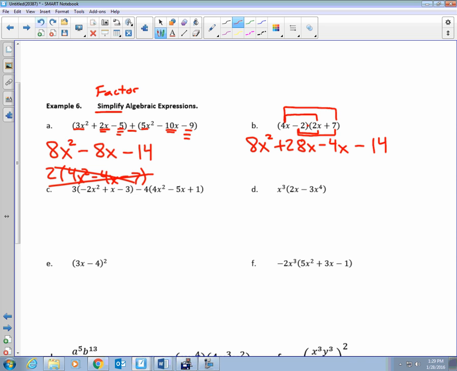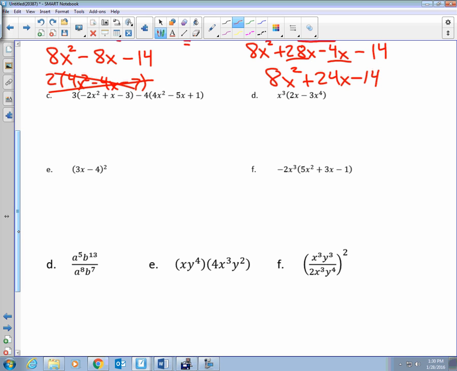Now, part of the simplifying process is that after we perform the indicated operation, if there's an opportunity to combine any like terms, we should do that. Are there terms you can now combine? The 28x and the negative 4x. So I have 8x squared plus 24x minus 14. And just like before, yes, you could take out a 2, but that doesn't necessarily make it any more simplified. In fact, you could factor it right back to where it started from. But we want to just perform the indicated operation.